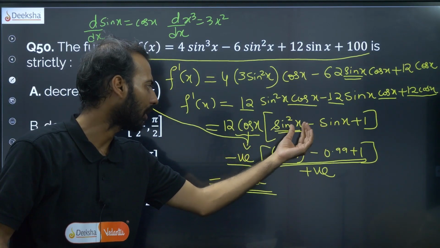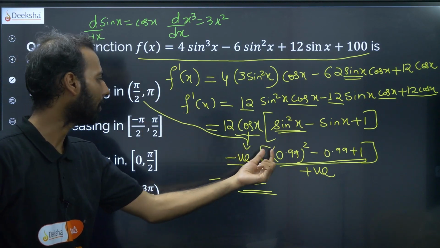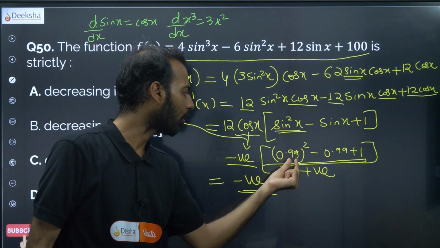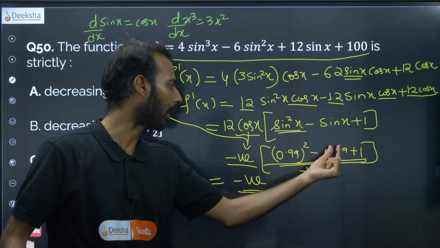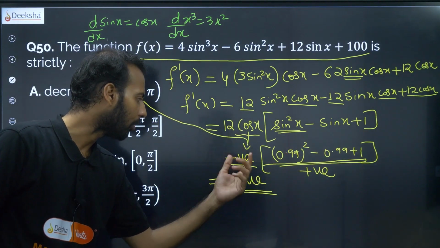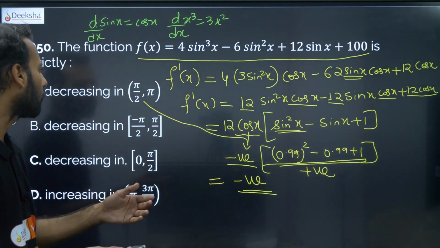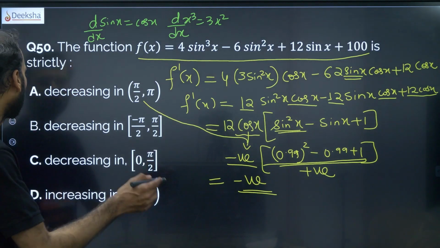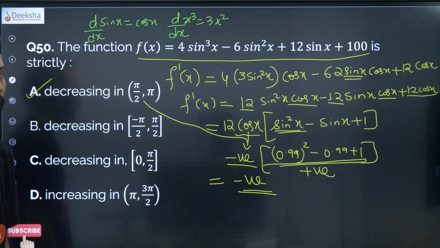You take different values. X is equal to some values between this and this. I have taken 0.99. 1 plus 0.99 square, it will be 1.99 minus 0.99, so it will be some positive. No? Negative into positive is negative. Like that I have written. So you take different values. If you want 1 or 2 random values, you take, you are getting negative. So answer is A. I hope this is clear.